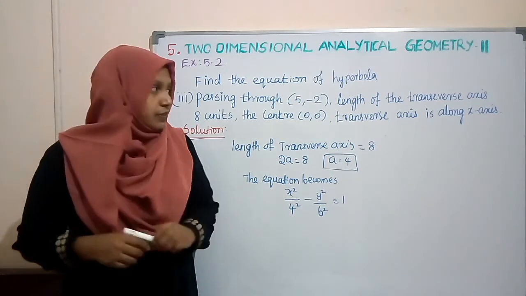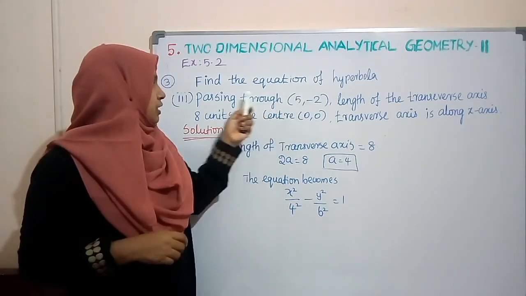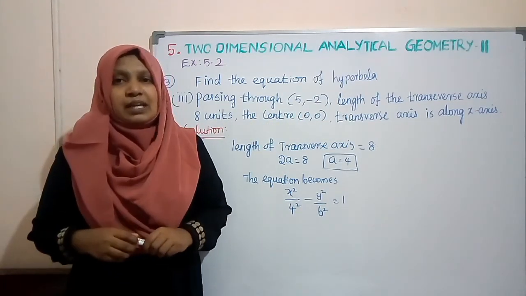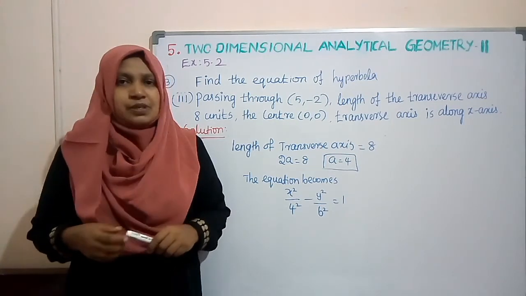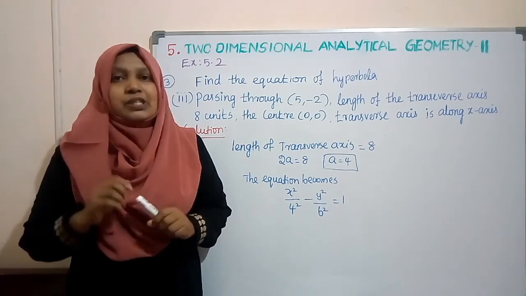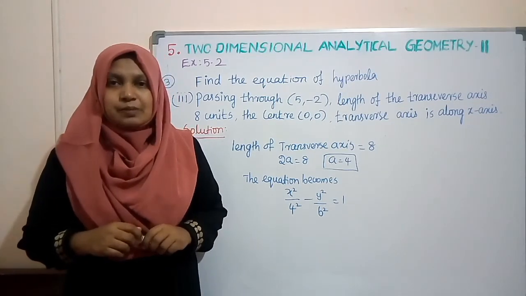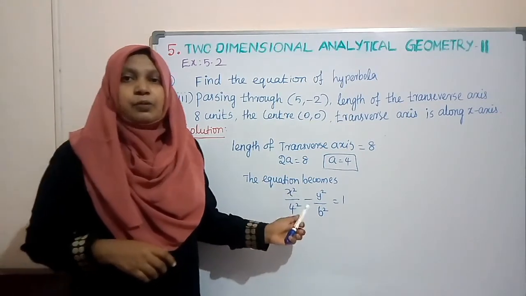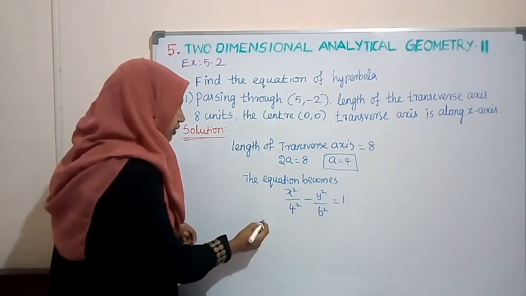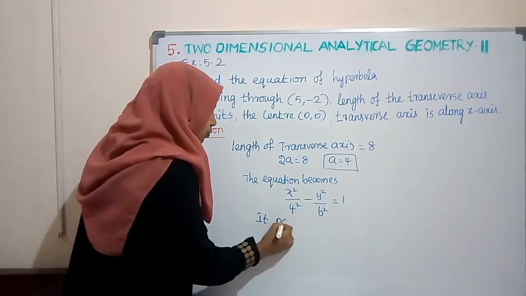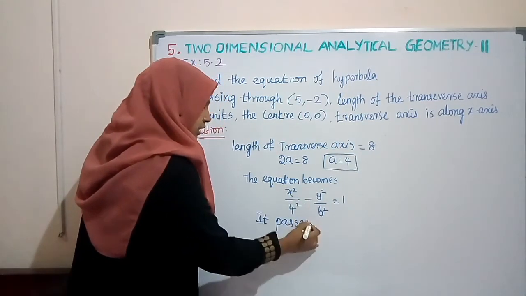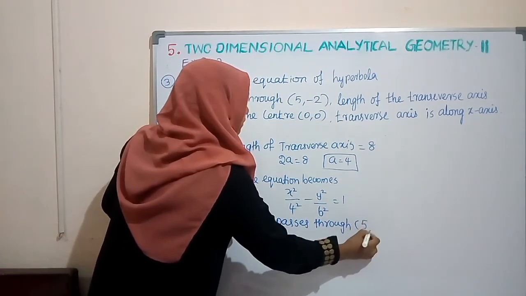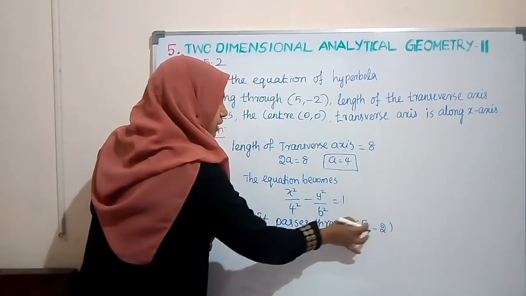So always, if they are given a point on the hyperbola, see, it is given passing through the point. If they are given a point on the hyperbola or a point on the ellipse, then you should write the equation first. On that equation only you should substitute the point. So we have written the equation with the a value. Now we can substitute the point on it. Remember that first you should write the equation, then you can write this point and substitute in it. 5 comma minus 2. So substitute it for x and y.